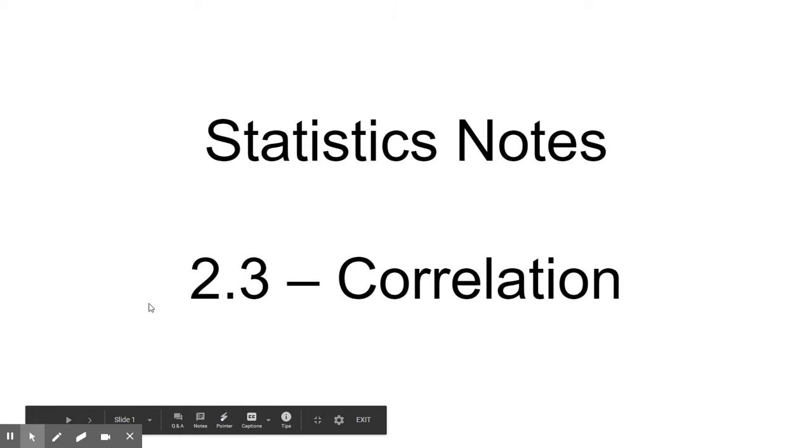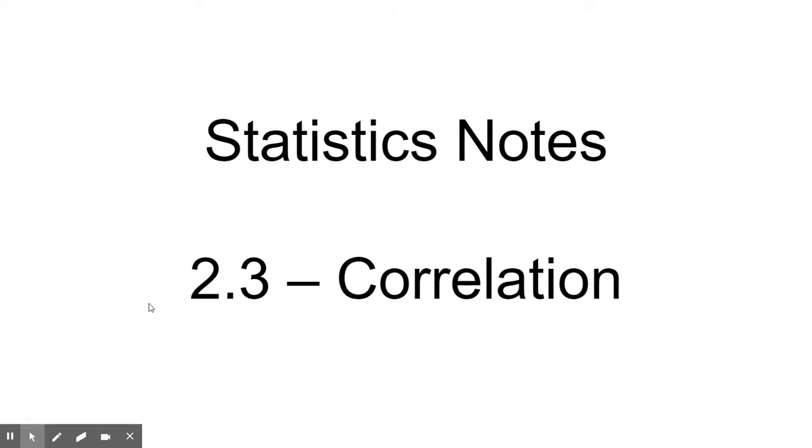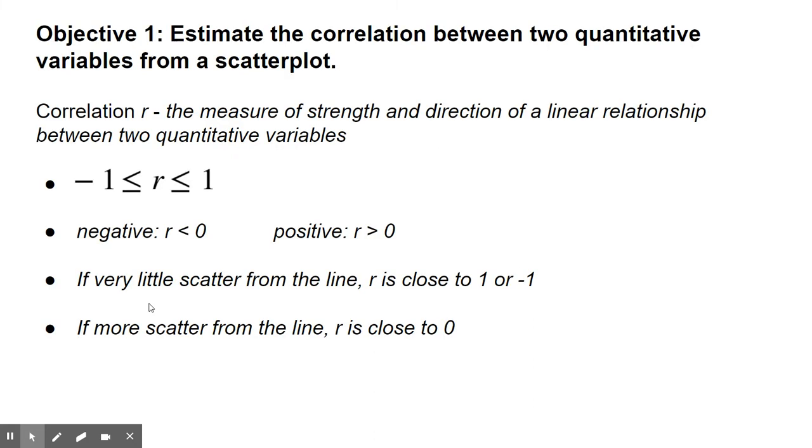All right, so that's 2.3, which is talking about correlation. Correlation is this value that's going to help us relate our two variables, talk about how strongly they're correlated to each other, and again, just building the overall relationship. All right. So here is what correlation is.